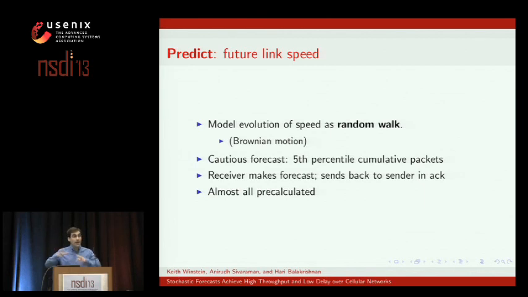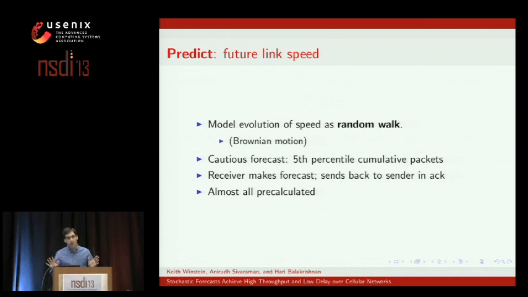And the farther in the future we get, the more uncertain that cloud of probability gets. The receiver then makes a cautious forecast based on this evolving cloud to figure out, in the worst case, how many packets it is safe for the sender to send. By worst case, I mean the 5th percentile. So how can we be 95% certain that if the sender sends this many packets, they'll get cleared by the network? The receiver makes that forecast and piggybacks it on an ACK back to the sender.